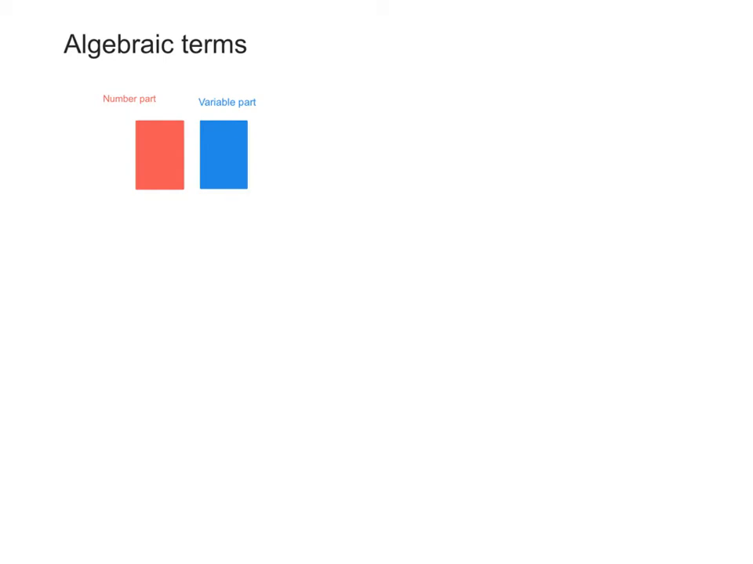So, the number part is pretty simple. It could be any number. It could be a number like 5 or 3 or 1.4 or anything like this. And this number part is called a coefficient. So the coefficient is any number part of the algebraic term.